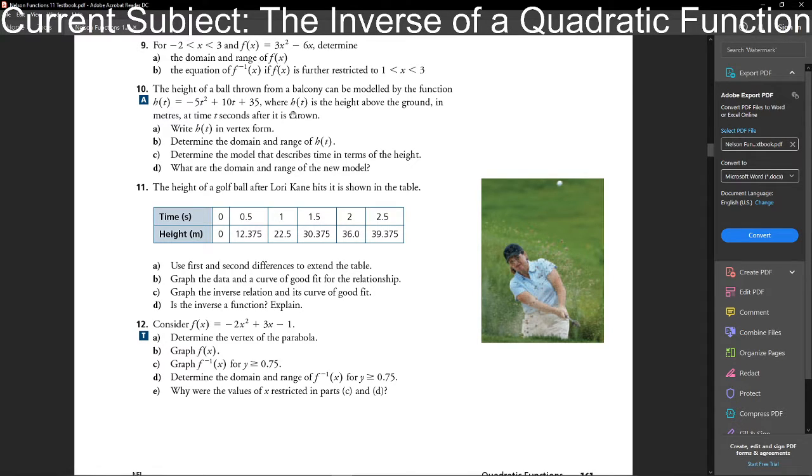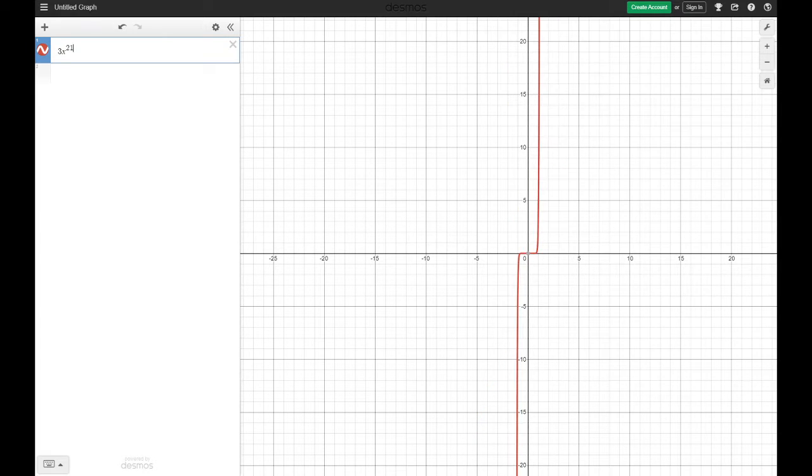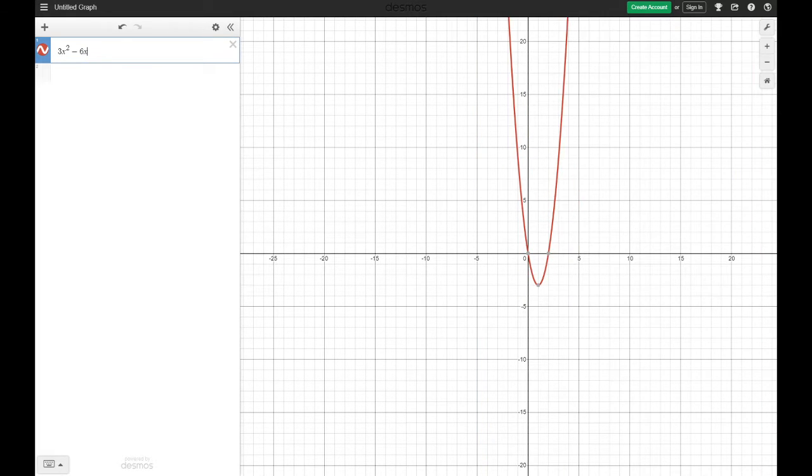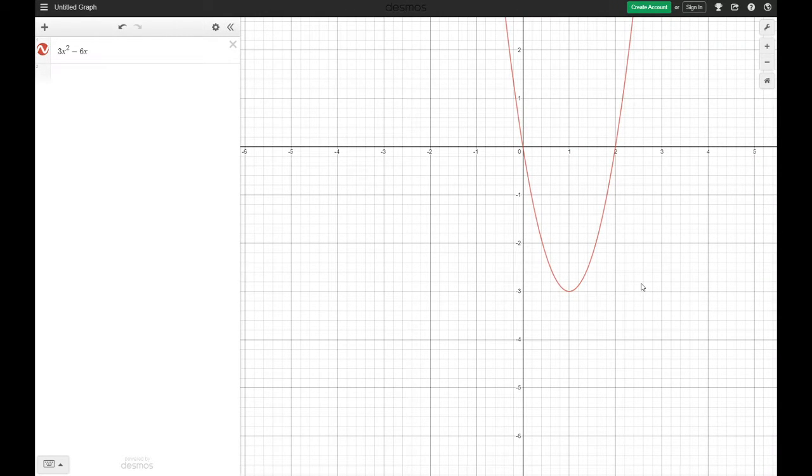So 9. So let's go do this one. 3x squared minus 6x. Yeah, so y just needs to be greater or equal to -3.